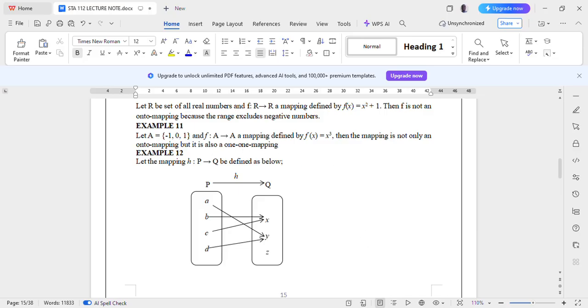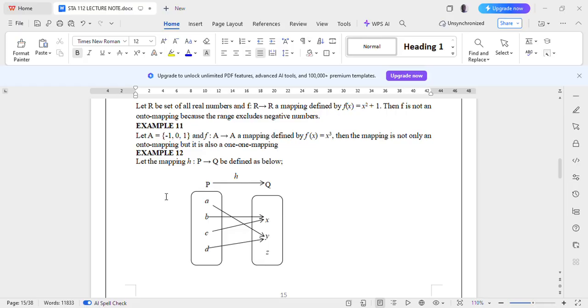Now let me go to the notepad. I have this example here. Yes, this is the example. So we have the domain, the elements in the domain that are minus 1, 0, and 1, and the function is y equals x raised to the power 3, which is f of x. So when x is minus 1, y is also minus 1, because minus 1 raised to the power 3 gives us minus 1. When x is 0, it's also 0, and when x is 1, it's also 1.